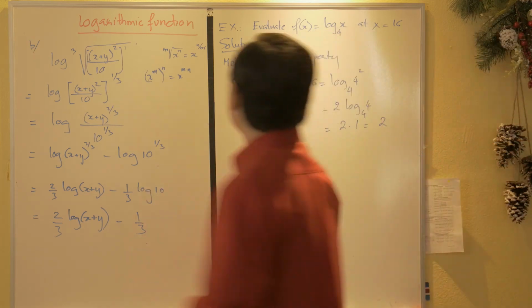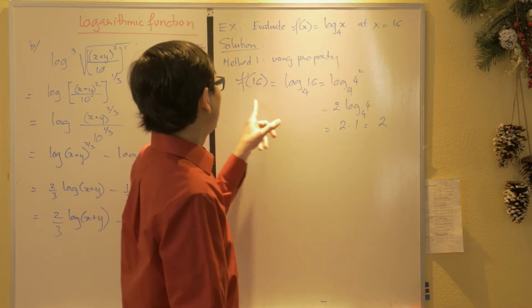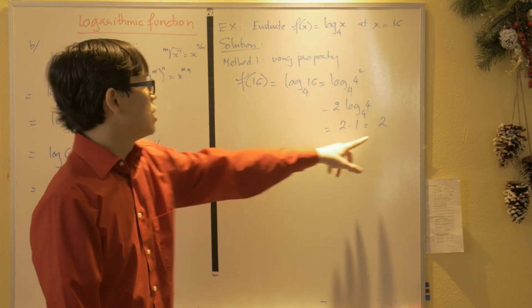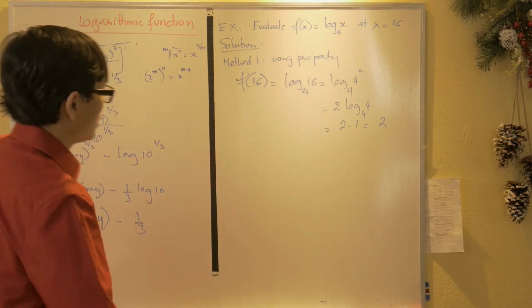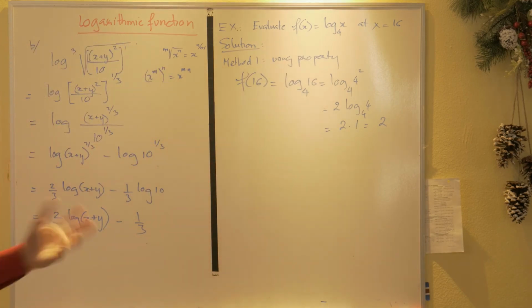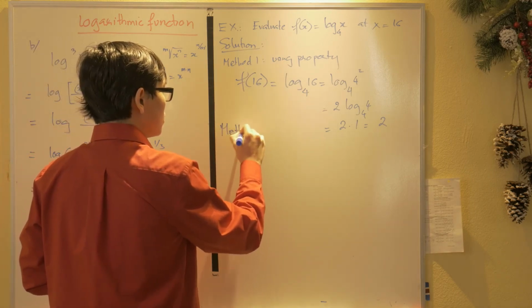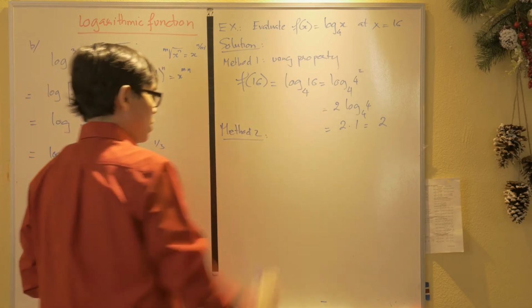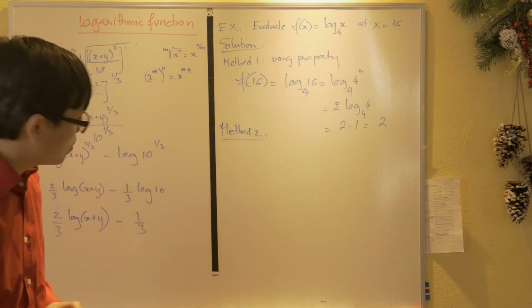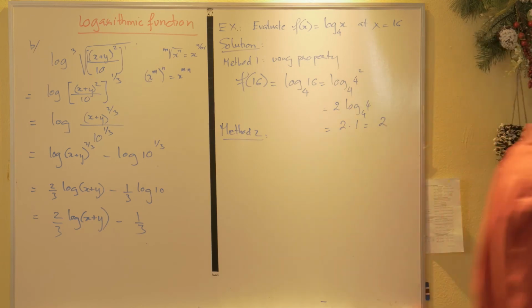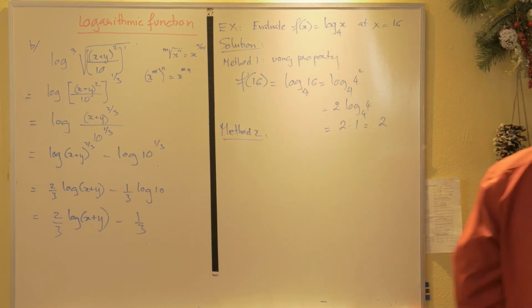So you see that at x equals 16, f of 16 is 2. You can find the output. So 16 is the input, 2 is the output of the function. But that is method 1. Method 2, you use the log principle. This is where the log principle comes into place. So how do we use the log principle?